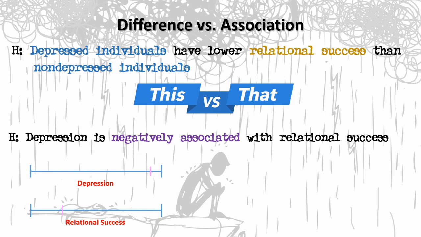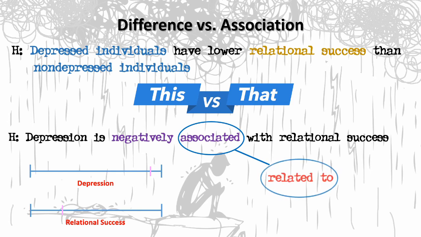To identify hypotheses of difference, you often see comparisons of two or more groups, whereas in hypotheses of association, you often see words like associated with or related to. These are telltale signs of an associative hypothesis.